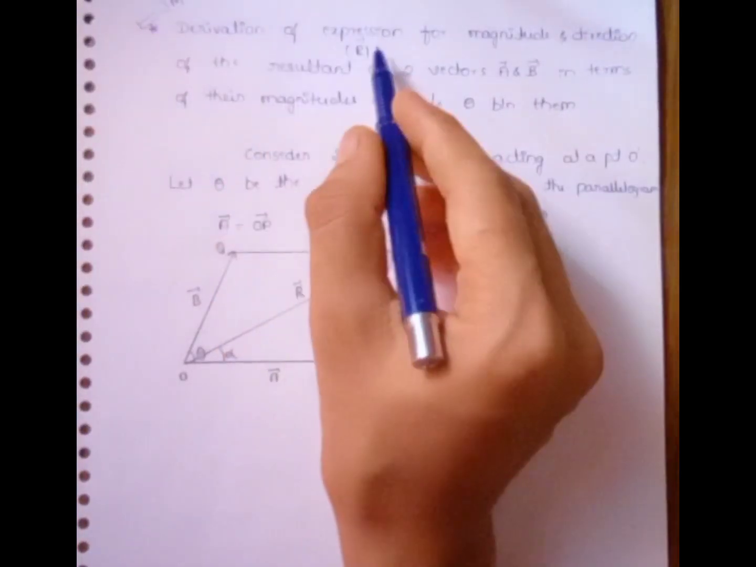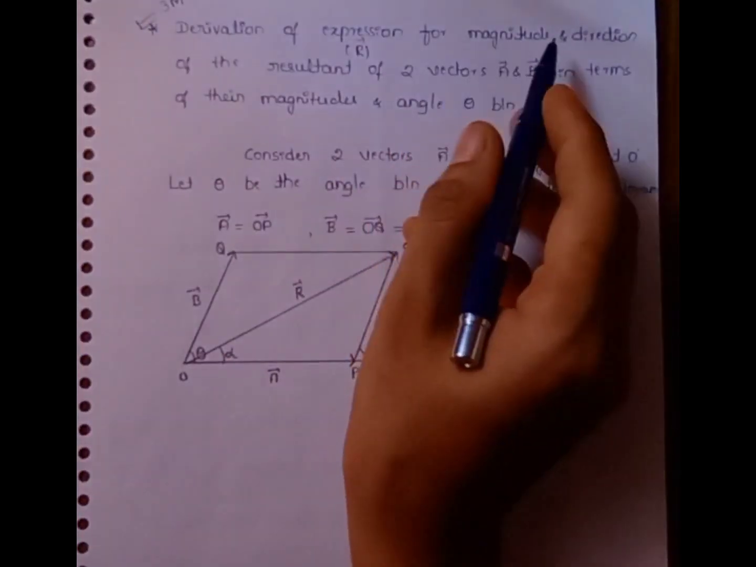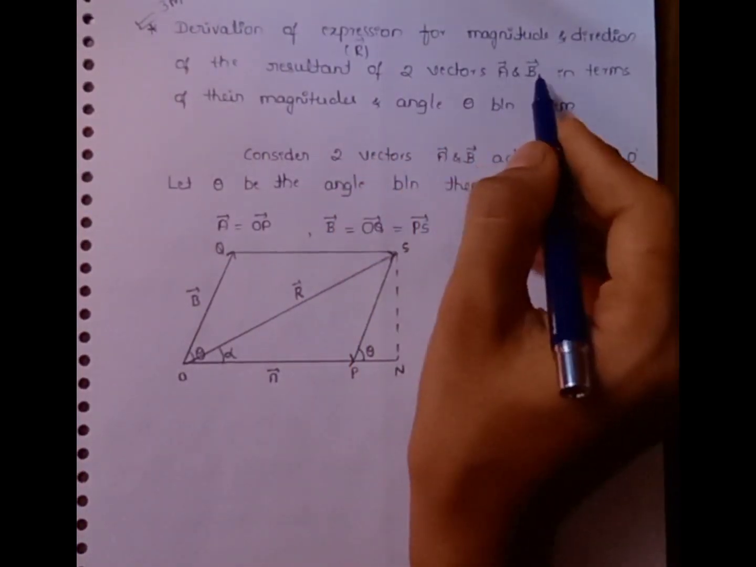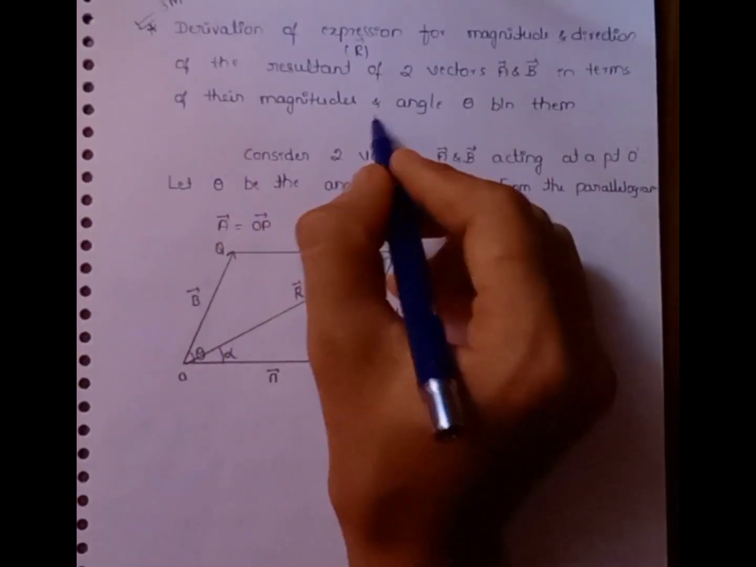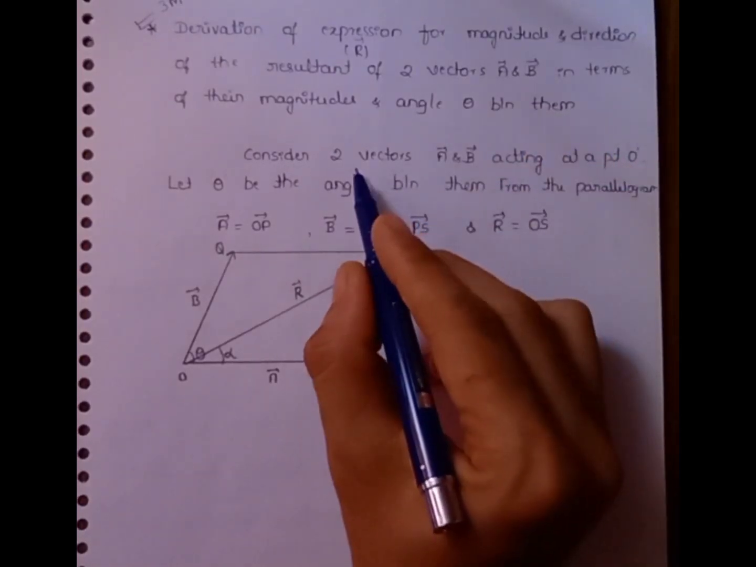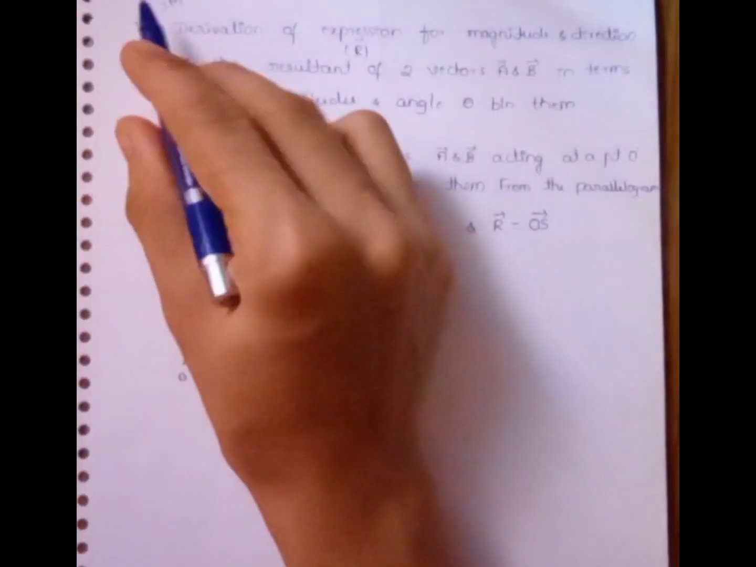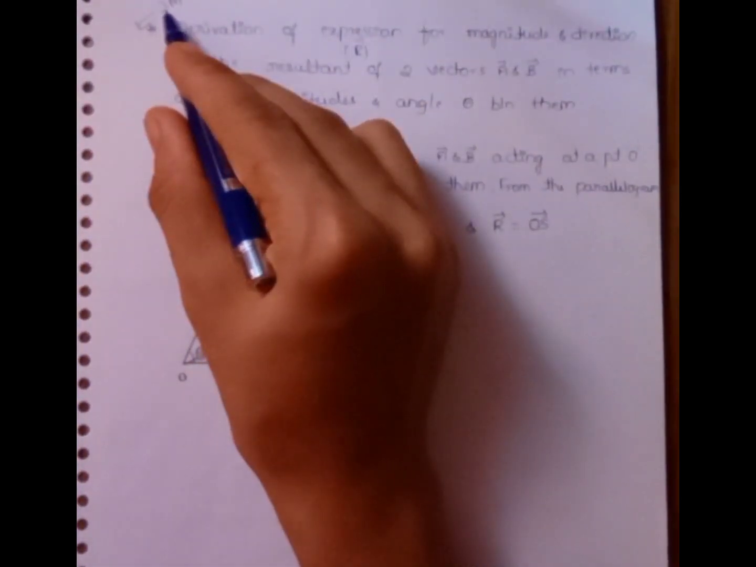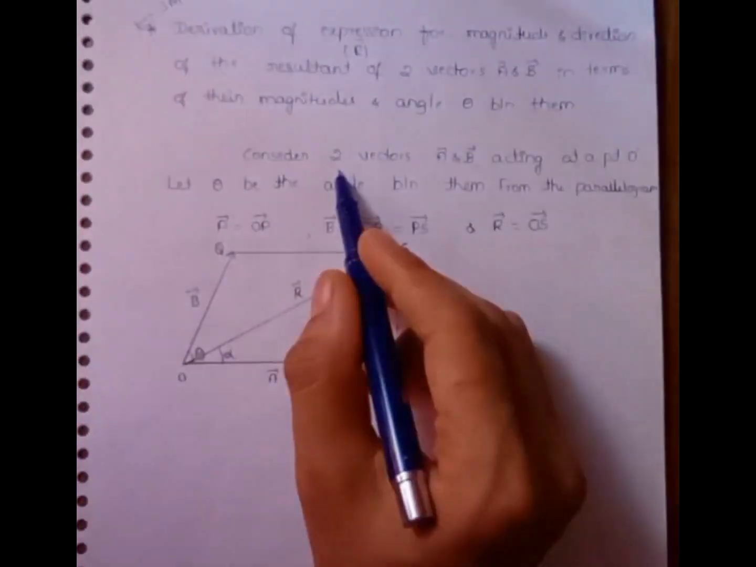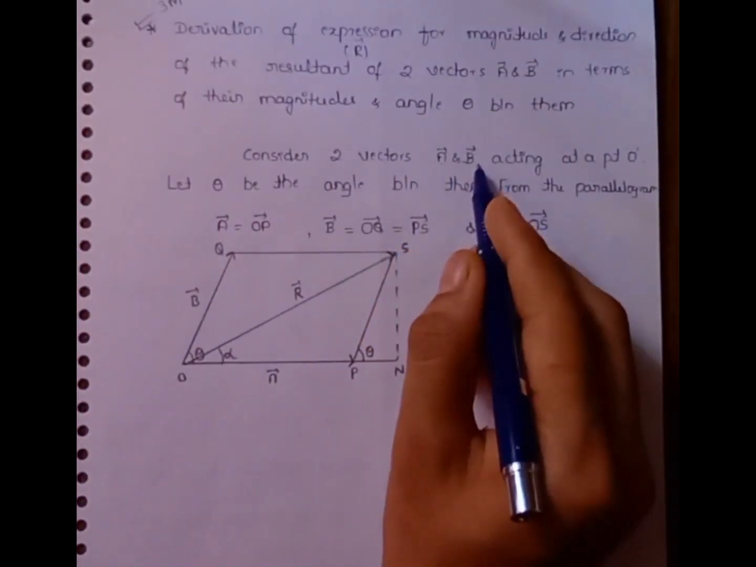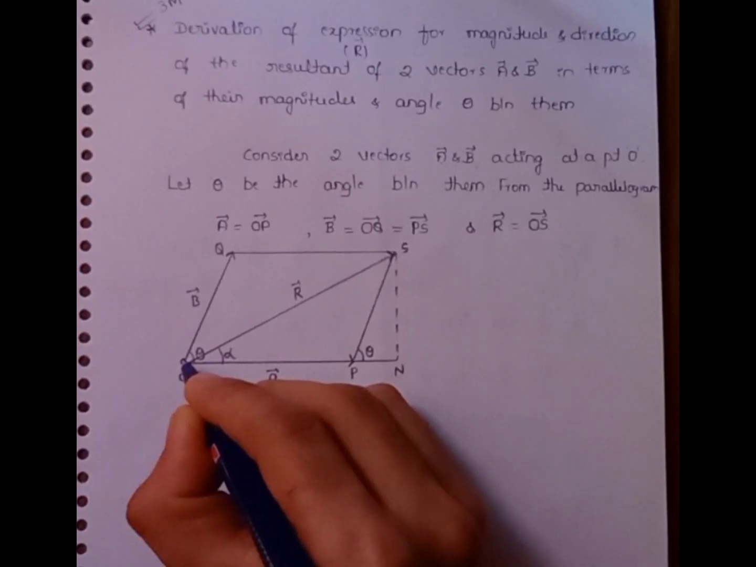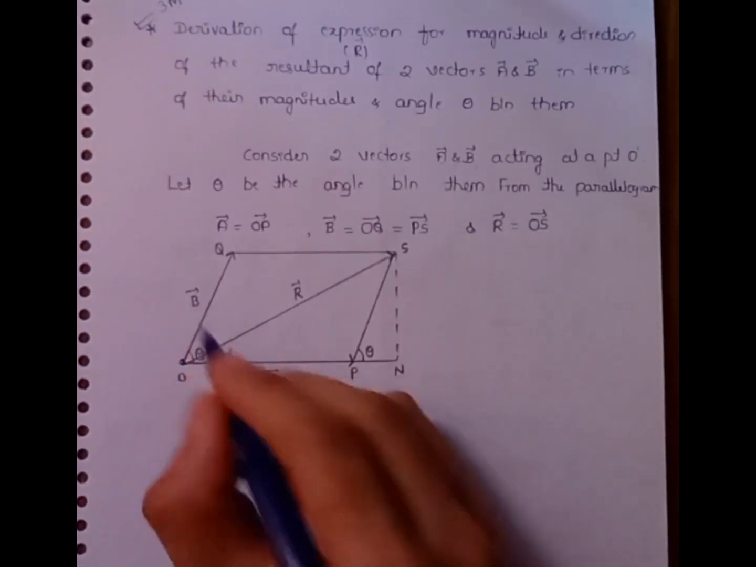Next is the derivation of the expression for magnitude and direction of the resultant of two vectors, vector A and vector B, in terms of their magnitudes and the angle theta between them. See, this derivation is important for 3 marks. Let us consider two vectors, vector A and vector B, acting at a point O. Let theta be the angle between them.